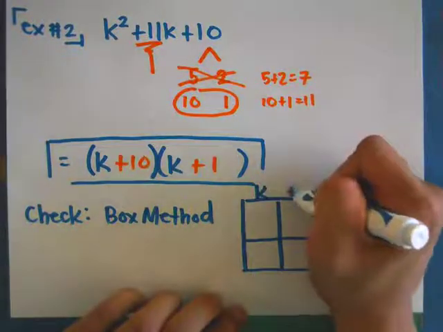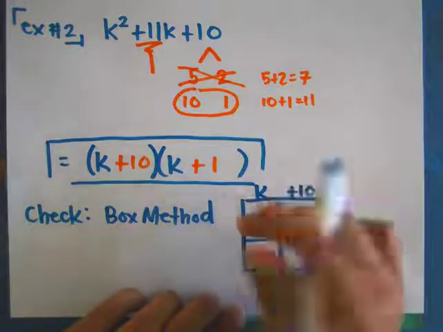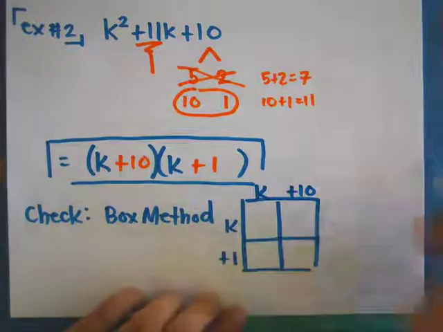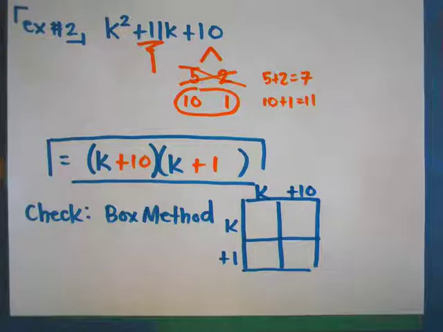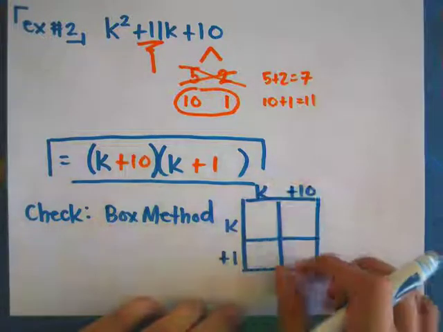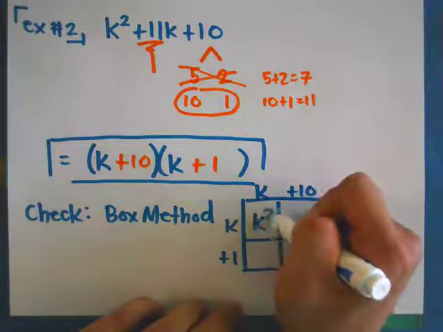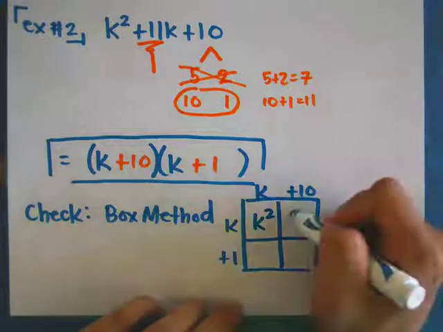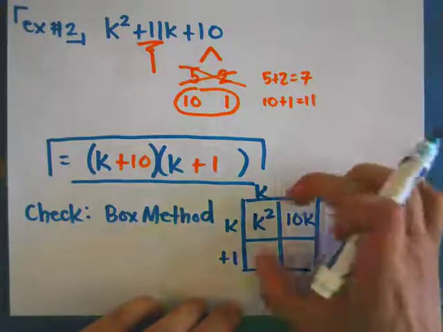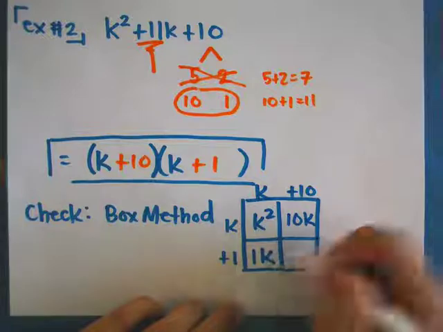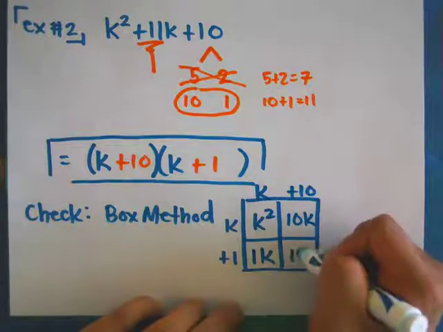It's okay. K plus 10 is over here, and then the k plus 1 is here. It's essentially the same thing, and then you'll see why. Then you're going to multiply inside the boxes. K times k is k squared. 10 times k is positive 10k. 1 times k is 1k. And then 1 times 10 is going to be 10.